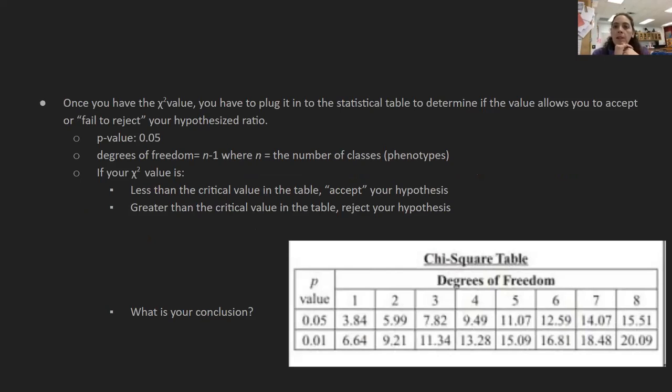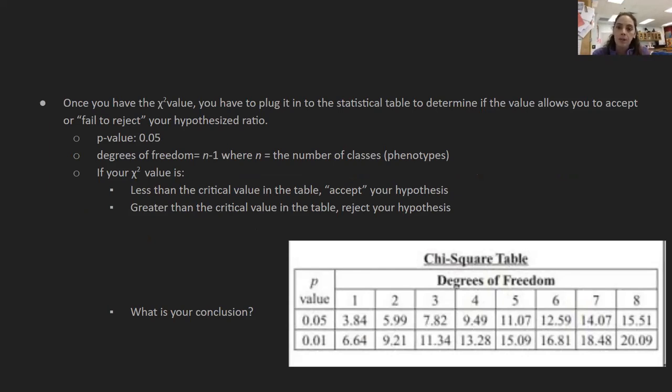So now we have our chi-squared value. Now we can look at our chi-squared table. This is something that's always given to you on your AP Biology formula chart to determine if we're going to reject or accept our hypothesis. Again, that there is no variation, no difference between our observed ratio and our expected ratio.